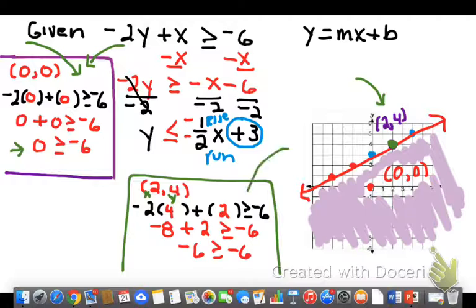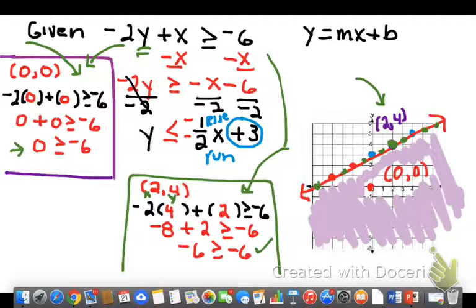Okay, so again, I took my original inequality, I subbed in my y and my x, and I say y and x because the y value came first in the example, and we ended up getting negative 6 is greater than or equal to negative 6, and that is true. So that means, unlike the previous example on the other slide, when we have a solid line, all the points on this line are solutions, as well as everything that is below it.